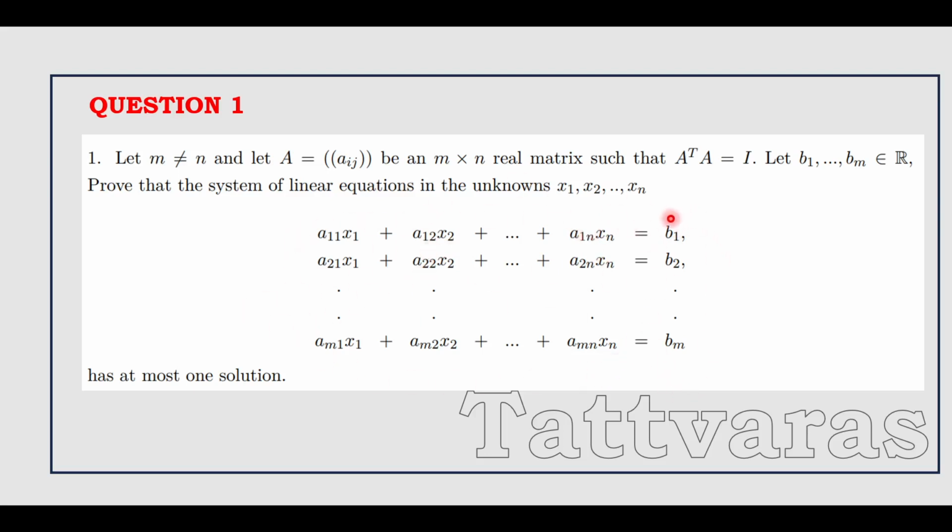And this is b1, b2, ..., bm, or Ax = b, where b is the vector for which we are trying to find the solution x1, x2, ..., xn. So we need to show that this system of linear equations in the unknowns x1, x2, ..., xn has at most one solution. So either zero solutions or one solution, not more than that.